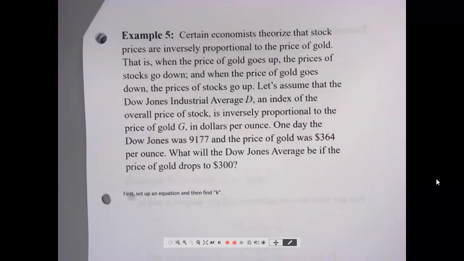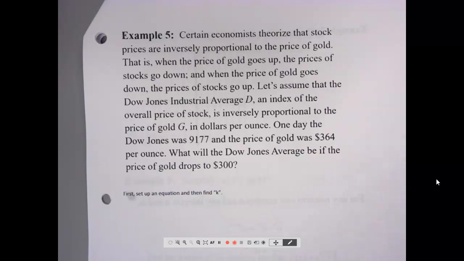Let's assume that the Dow Jones Industrial Average D, an index of the overall price of stock, is inversely proportional to the price of gold G in dollars per ounce. One day, the Dow Jones was 9,177, and the price of gold was $364 per ounce. What will the Dow Jones average be if the price of gold drops to 300?